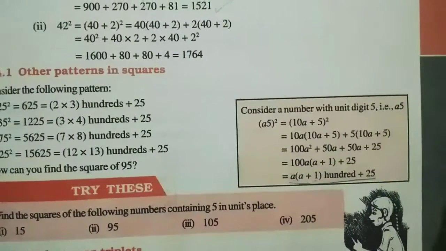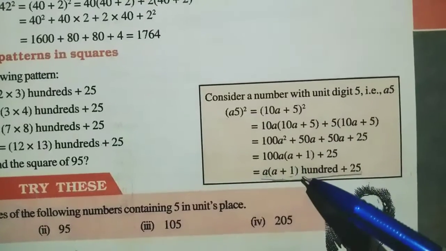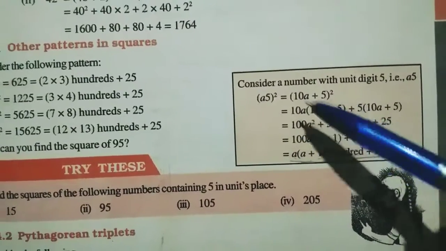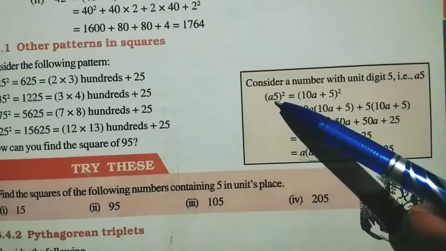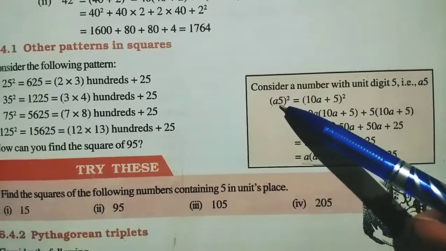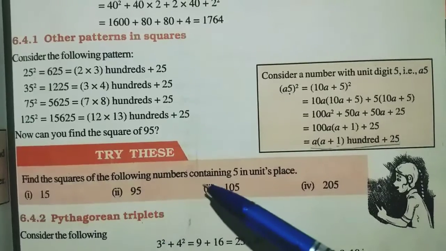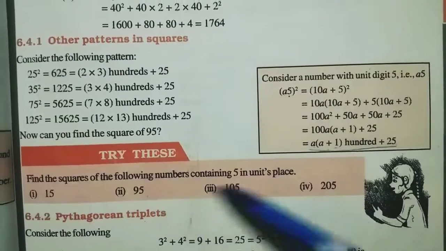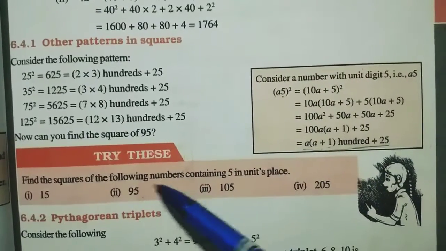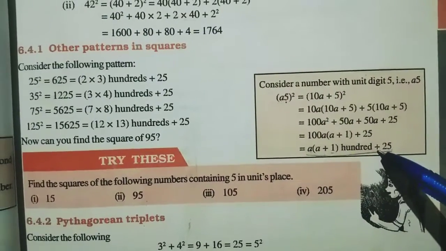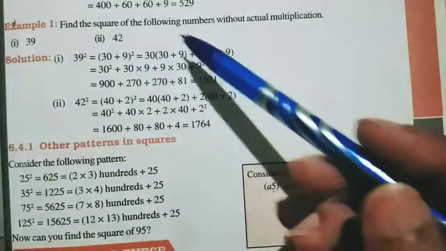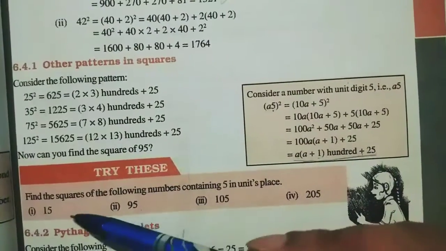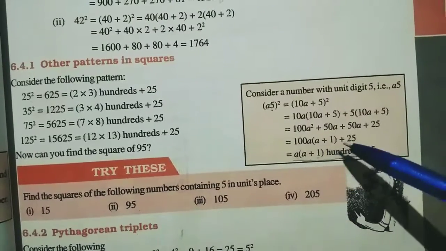So this is a very important formula: A into A plus 1 into 100 plus 25. By this formula you can find the square of any number having the unit digit 5. Here find the square of the following numbers containing 5 in the unit place. All the numbers have 5 in the unit place, so you have to find the squares of these numbers using this formula. Understood? And this formula is universal. But try these questions by this formula only.